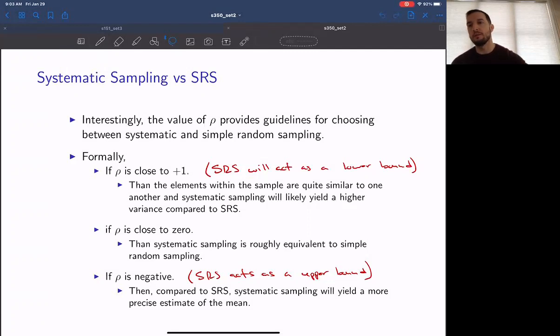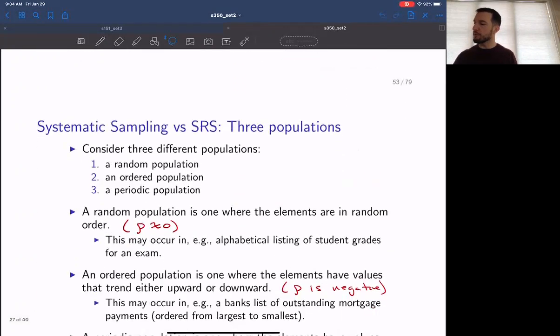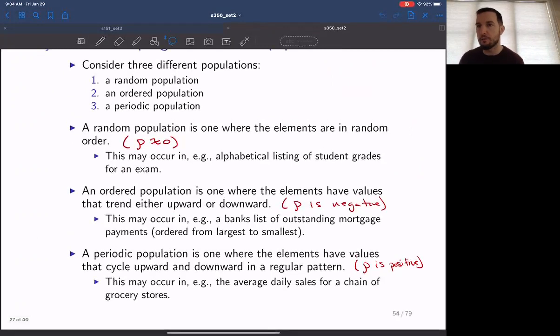So if we are always using the simple random sample estimator for the variance of the mean, if rho is close to 1, it would act as a lower bound, so it will be less than the true variance. If rho is close to 0, they should be approximately equal, so that's the ideal situation. And when rho is negative, it should be larger than the systematic sampling estimator. Okay. All right.